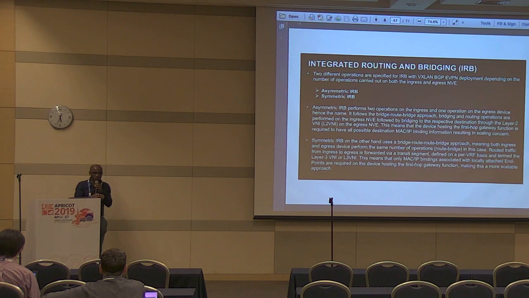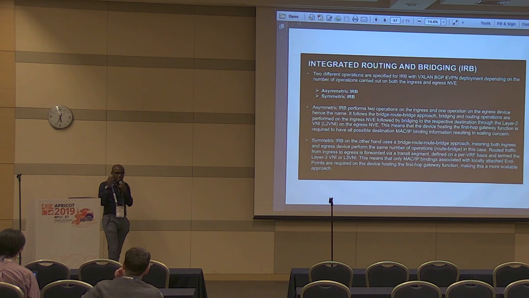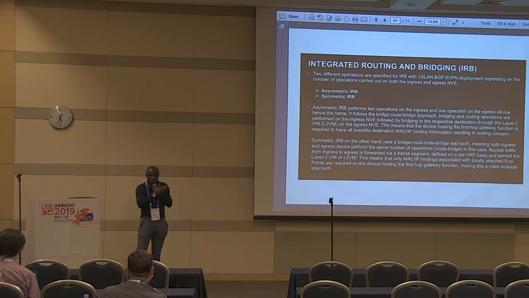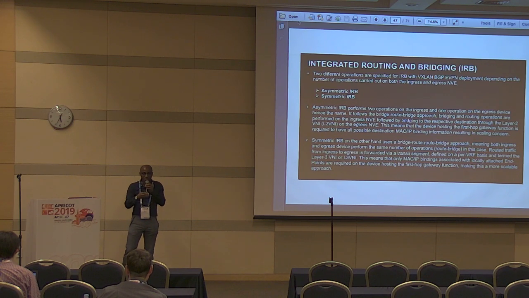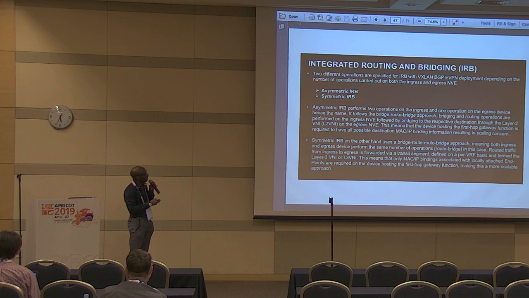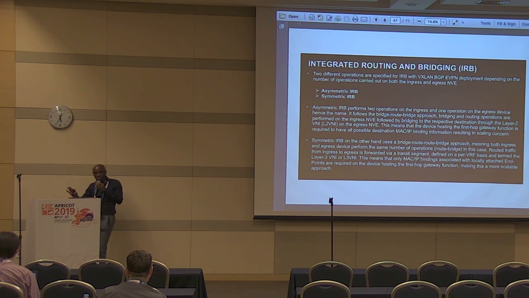If the ingress and the egress PE perform the same number of operations, in the case of symmetric, they perform route and bridge, 2 operations each, then it is symmetric. If the number of operations is different between the 2 leaves, then it becomes asymmetric. So basically it's the number of operations. It is not the same as symmetric routing or asymmetric routing, no.